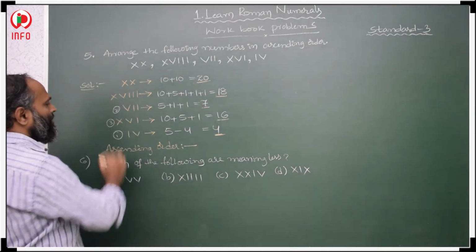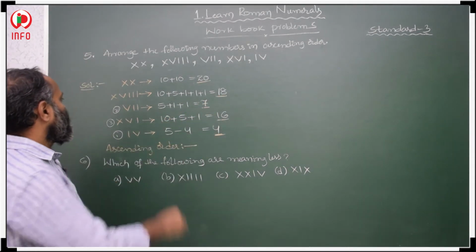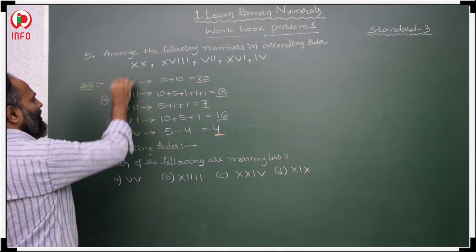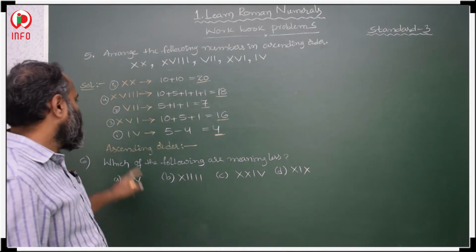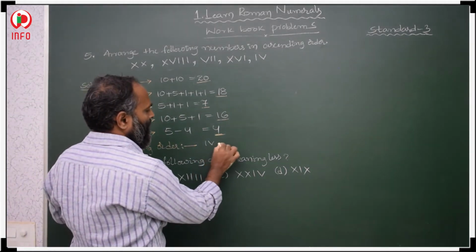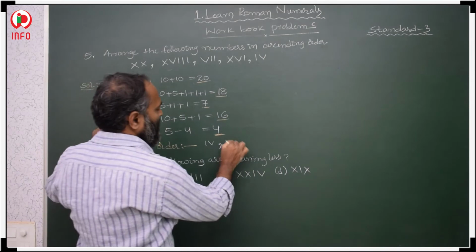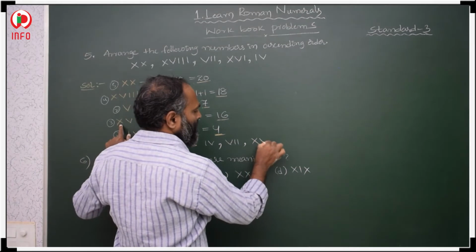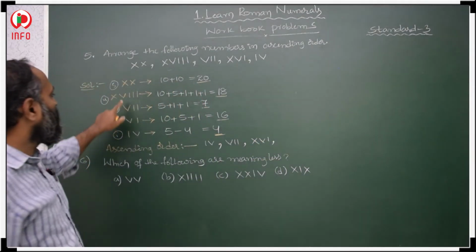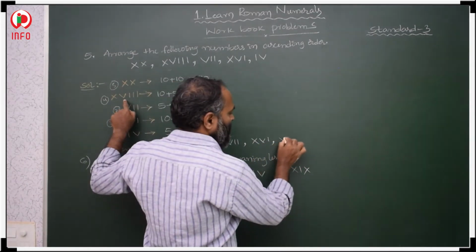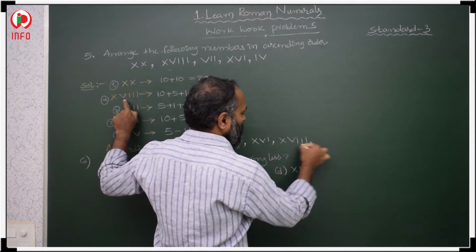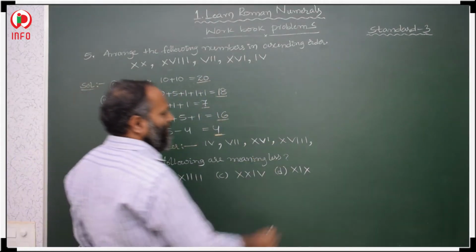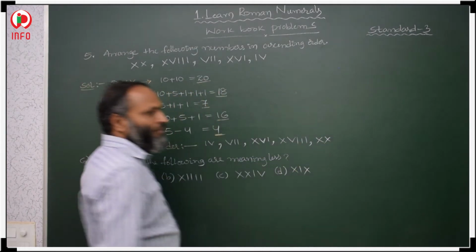After 16, 18 will come. This is in fourth place. After 18, 20 will come. This is in fifth place. Now you arrange in ascending order. First one, IV. Second one, VII. Third one, XVI. Then fourth one, XVIII. Then fifth one, XX, 20.